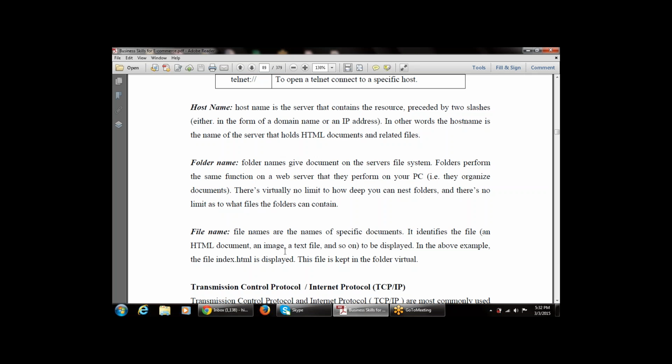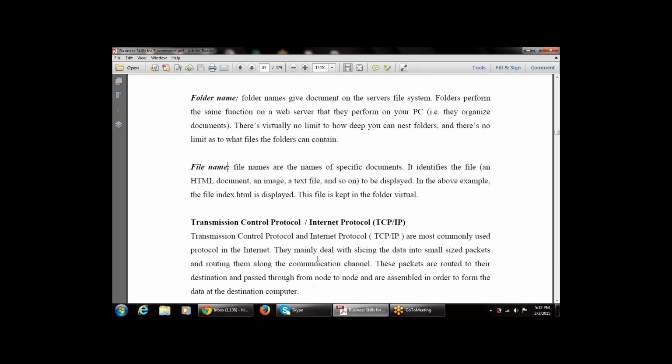Then the next concept is TCP/IP, that is Transmission Control Protocol and Internet Protocol. TCP/IP are the most commonly used protocols on the internet, the ones we use in day-to-day scenarios over the internet.